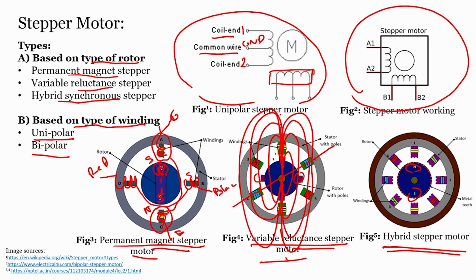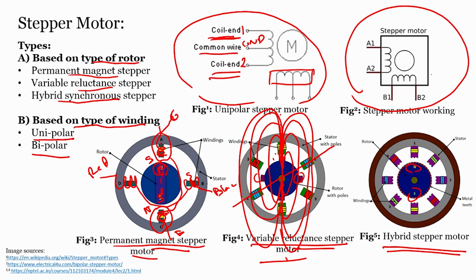Or the magnetic field will be created in one direction, and if I swap the current and current flows through coil end 2 and goes out through the common wire, the magnetic field direction will be reversed. So, in this case, to reverse the direction in which the motor is rotating, we change the direction in which current flows, or we change the input coils. That is how we control the direction.